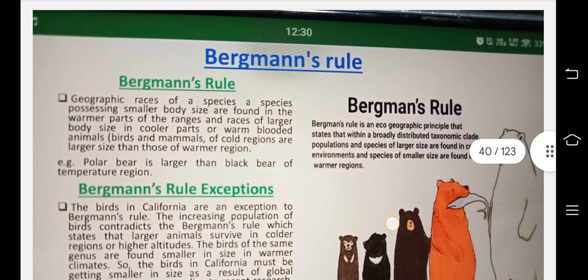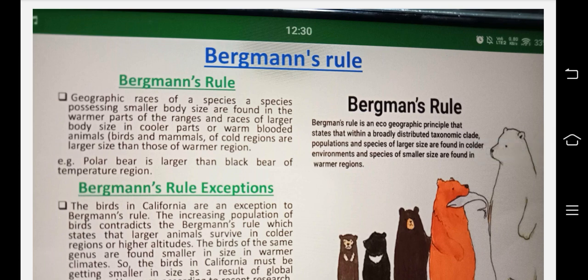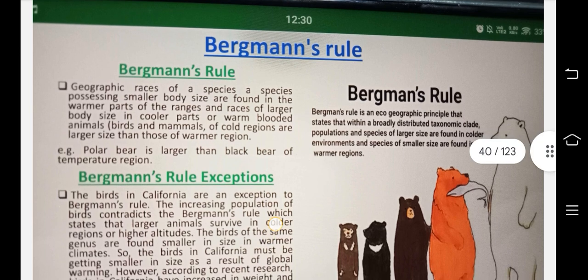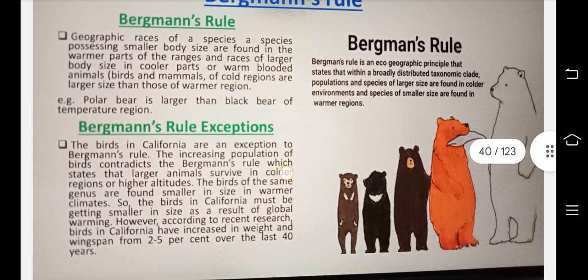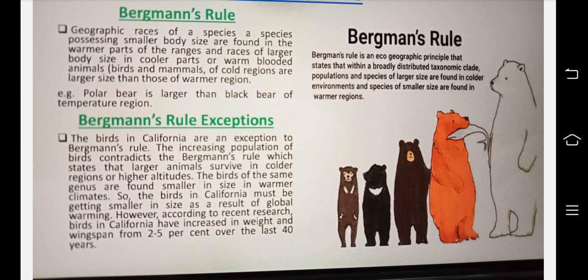Then Bergmann's rule. Geographic races of a species possessing smaller body size are found in the warmer parts of the ranges, and races of larger body size in cooler parts, for warm-blooded animals. Birds and mammals of cold regions are larger in size than those of warmer regions. Cold, larger size. Polar bear is larger than black bear of temperate region. That is Bergmann's rule.